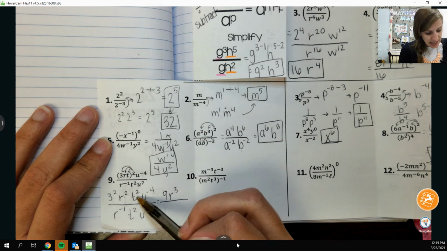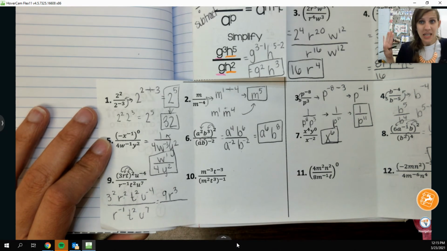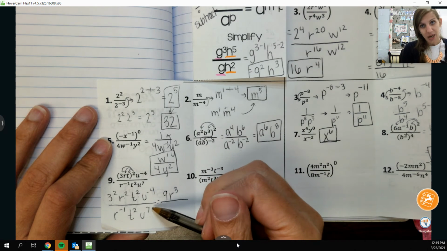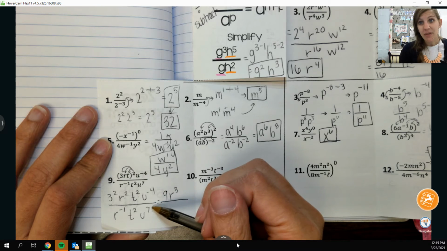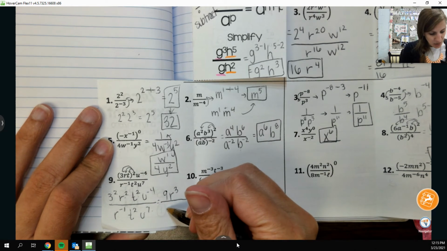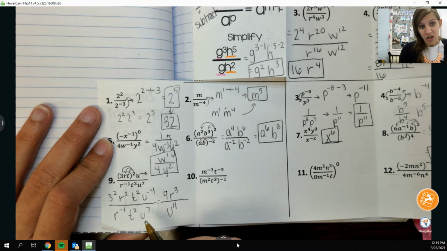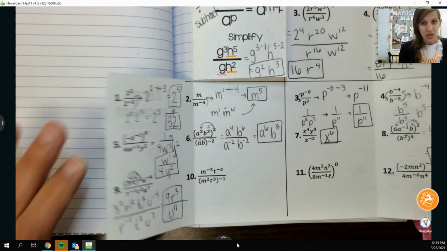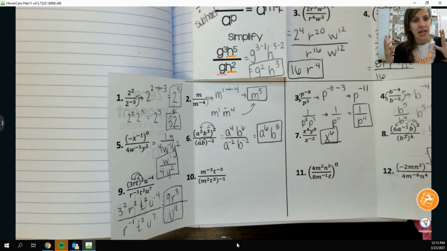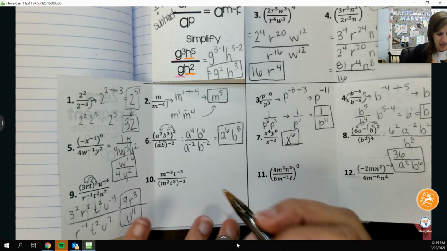Then when I do the t's, 2 minus 2 is 0, and anything to the 0 power is 1, so t is gone. And then lastly, negative 4 minus 7, because we're dividing, I subtract, is negative 11, which means that the u is going to go to the bottom and be positive. And also, because the 7 is larger, the u is going to go on the bottom. So that's kind of where we're bringing it all together and doing all the things. So got a couple more like that to try.